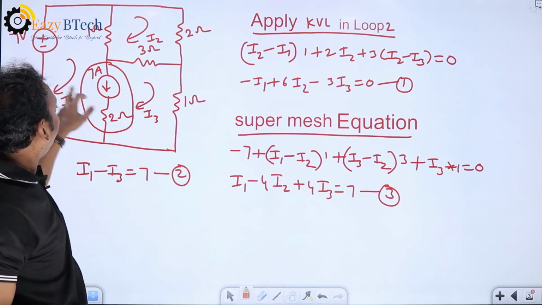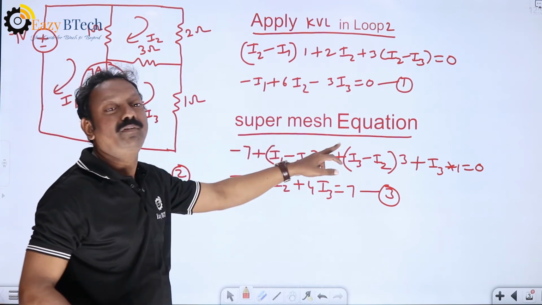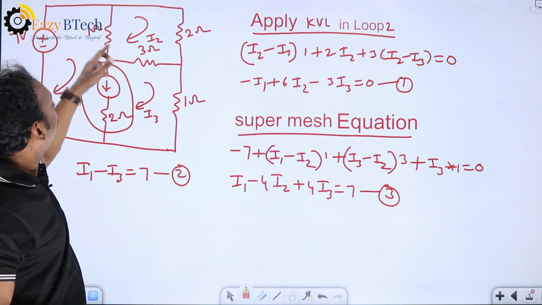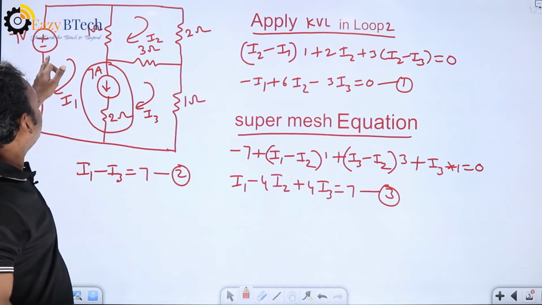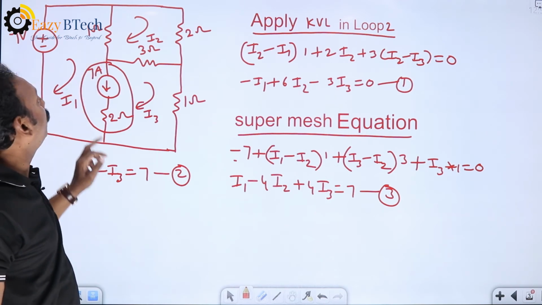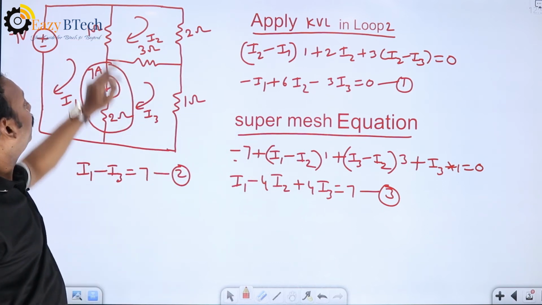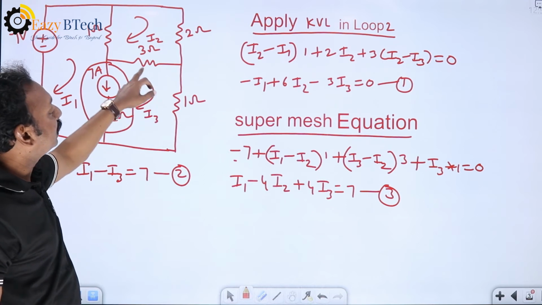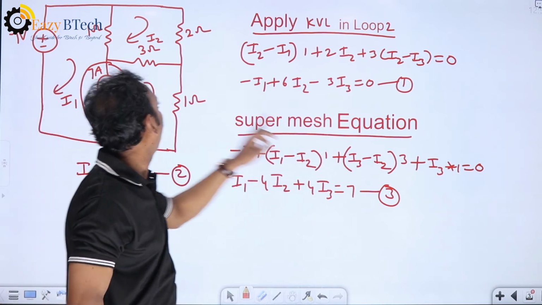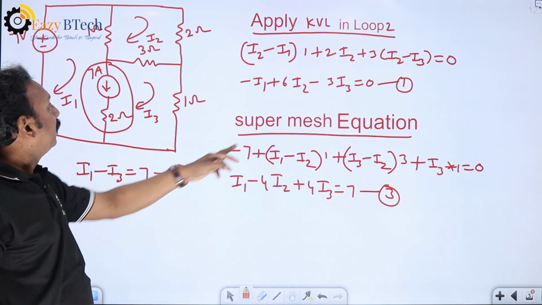Next, how to write the super mesh equation? The first loop and third loop equations, combinedly written as one equation, is called the super mesh equation. What are the remaining voltages? 7: current going negative to positive, so minus 7. And the voltage across 1 ohm is the difference between these two currents, I1 minus I2, into 1. Remaining voltages: across 1 ohm and across 3 ohm. This 3 ohm is present between the third loop and loop 2. Therefore, I3 minus I2 into 3 plus I3 into 1 equal to 0. Simplify that equation, and we will get this equation.